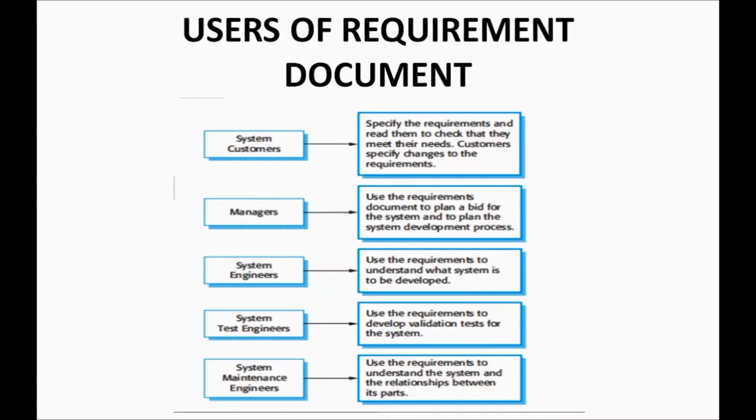That's why, to understand the relationship between the components, and don't think it is hardware, no, it's software. To understand the relationship between the components of the software, the system maintenance engineers will read the requirement document. If any of the software components is not working, they have to correct it. The maintenance engineer's task is to maintain the software, right? That's why.